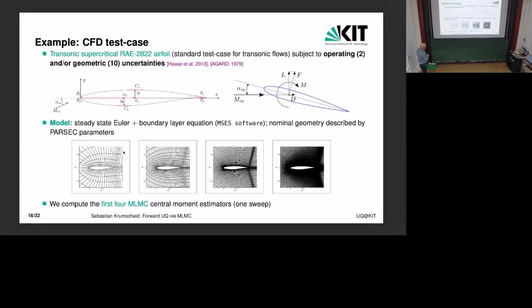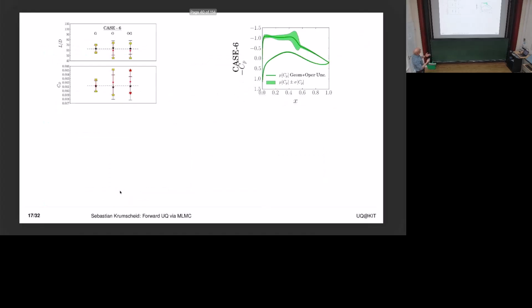Here's a hierarchy of the meshes that we are going to use, just to sketch. They get increasingly fine, and what we want to do is compute the first 4 moments. When you look into the proof, and we have done that, you see that there's a certain monotonicity in the accuracy, in the sense that if you tune this Multilevel Monte Carlo method to be accurate for, let's say, the 4th moment, this is an upper bound. It will also ensure that the 3rd moment and the 2nd moment are met by the same tolerance.